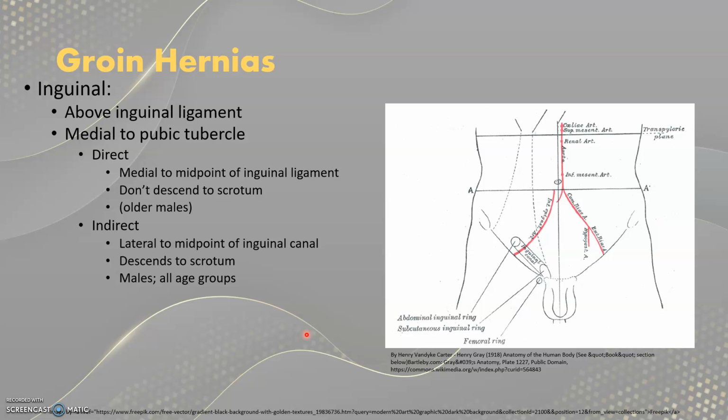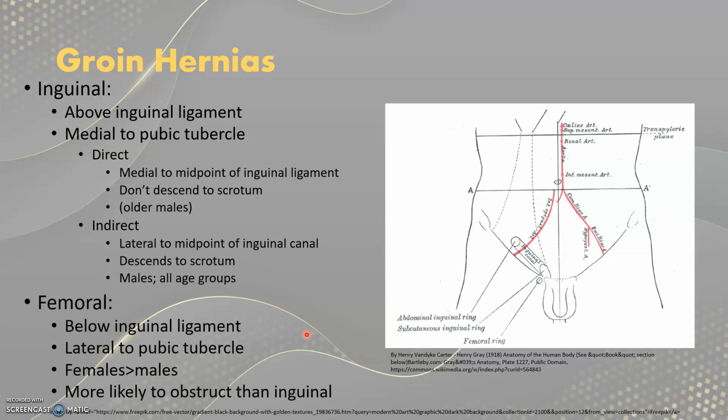Indirect hernias pass through the deep canal, that is, they arise lateral to the midpoint of the inguinal canal, and they tend to descend into the scrotum. Femoral hernias, on the other hand, arise below the inguinal ligament and protrude lateral to the pubic tubercle, and they are seen more in females than males, and are more likely to obstruct.